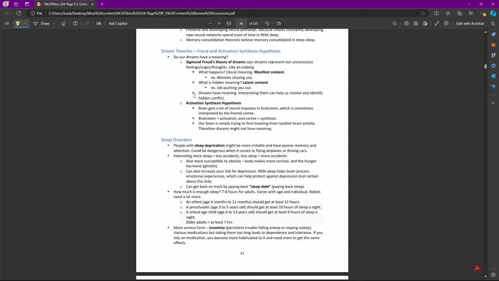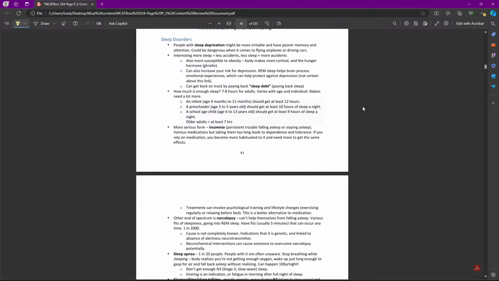So, let's go through some sleep disorders. People with sleep deprivation might be more irritable and have poor memory and attention. It could be dangerous when it comes to flying airplanes or driving cars. Makes sense, because sleep deprivation can lead to irritability and poor memory and attention. Interesting: more sleep equals fewer accidents, less sleep equals more accidents.